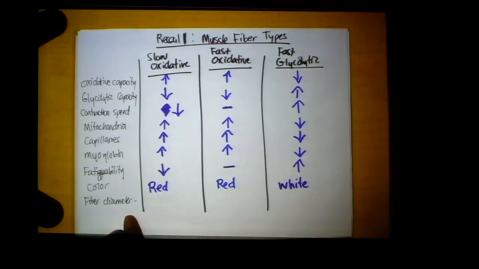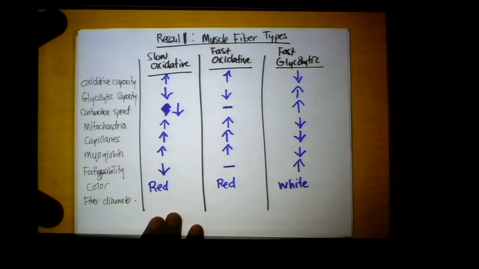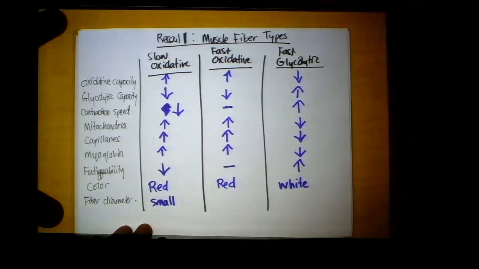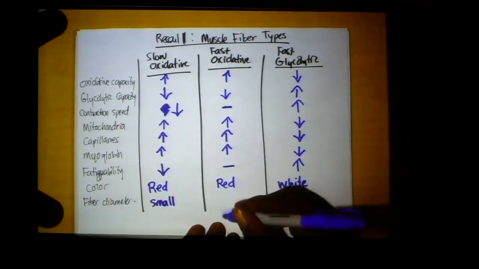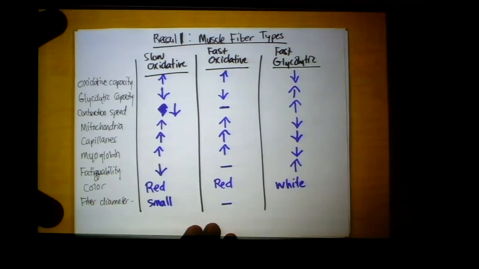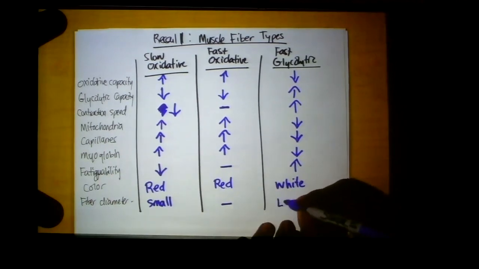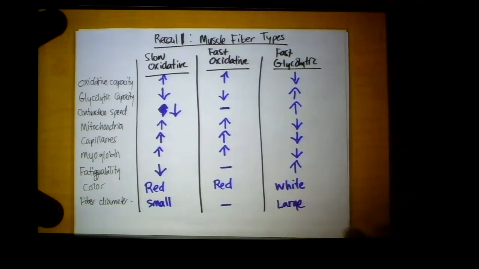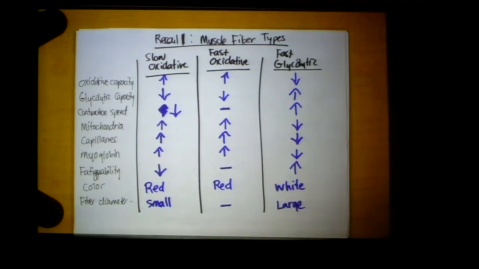Let's look at the fiber diameter here. So what is the fiber diameter for slow oxidative fibers? Are they small or are they big? They're small, right? They're smaller fibers. Whereas our fast oxidative fibers are sort of in the middle or intermediate. And then our fast glycolytic fibers are large diameter, okay? They're going to generate more force. They're going to be recruited last as far as the size principle, right? They're going to be attached to larger motor units. And so we're going to recruit them last.